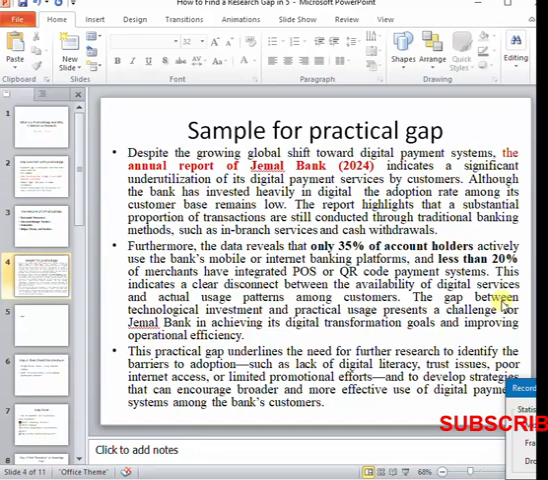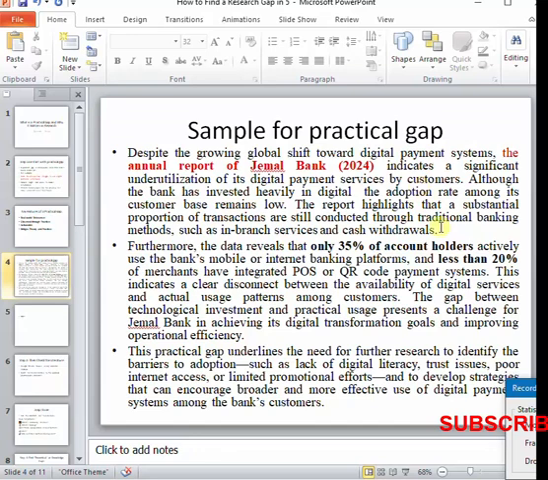Now let me show you how you can state a practical gap in your study. This is a sample for practical gap. This states the utilization of digital banking by customers.